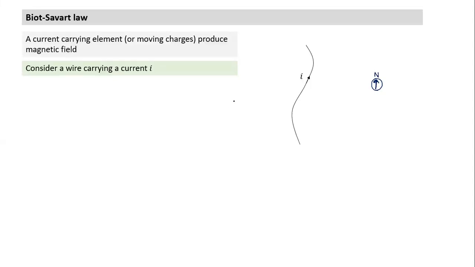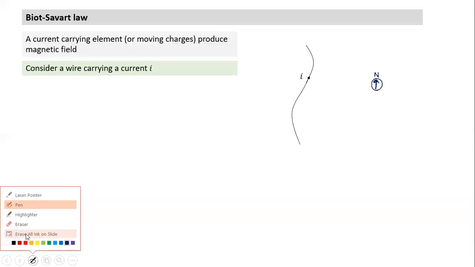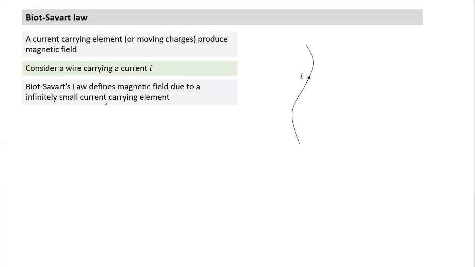Okay, so we consider a wire which is carrying current I, of some irregular shape, and we can calculate the field similar to Coulomb's law. We can calculate magnetic field using the Biot-Savart law. The Biot-Savart law defines the magnetic field due to an infinitely small current carrying element, similar to the point charge there. So this one is not for a long element. The law is for a very small element of infinitely small length.